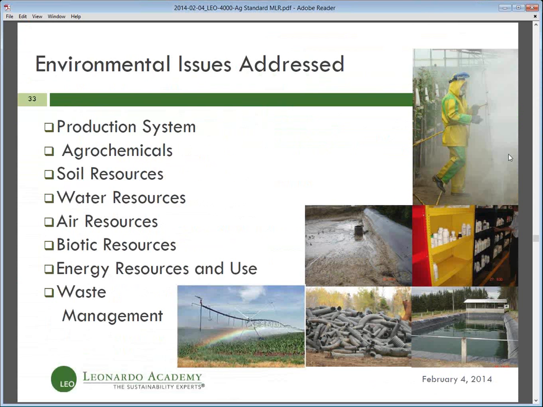A wide range of environmental issues are addressed by the standard, including production systems, agrochemicals, soil resources, water resources, air resources, biotic resources, energy resources and energy use, and waste management.